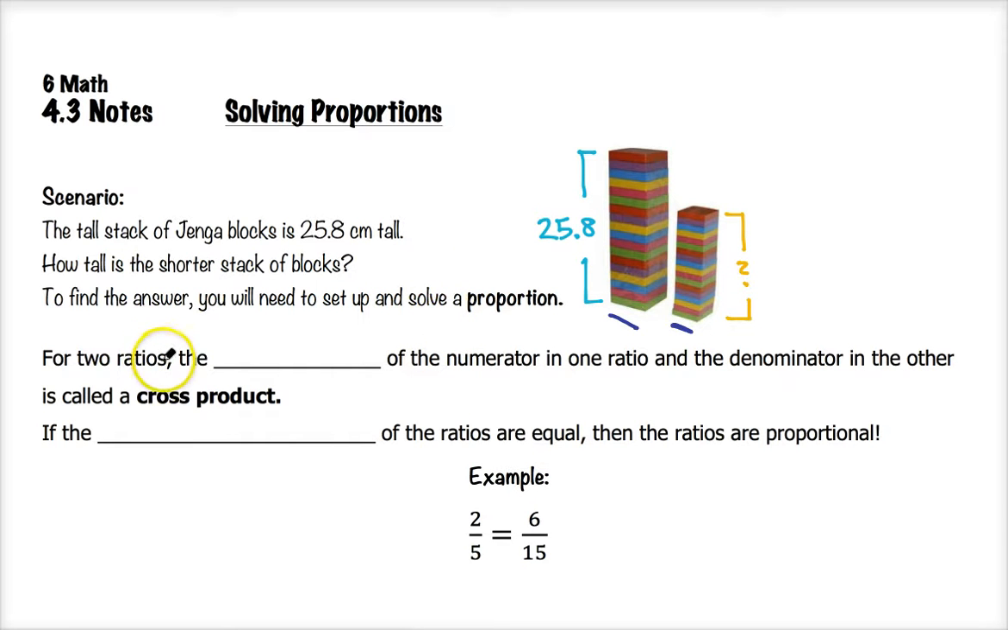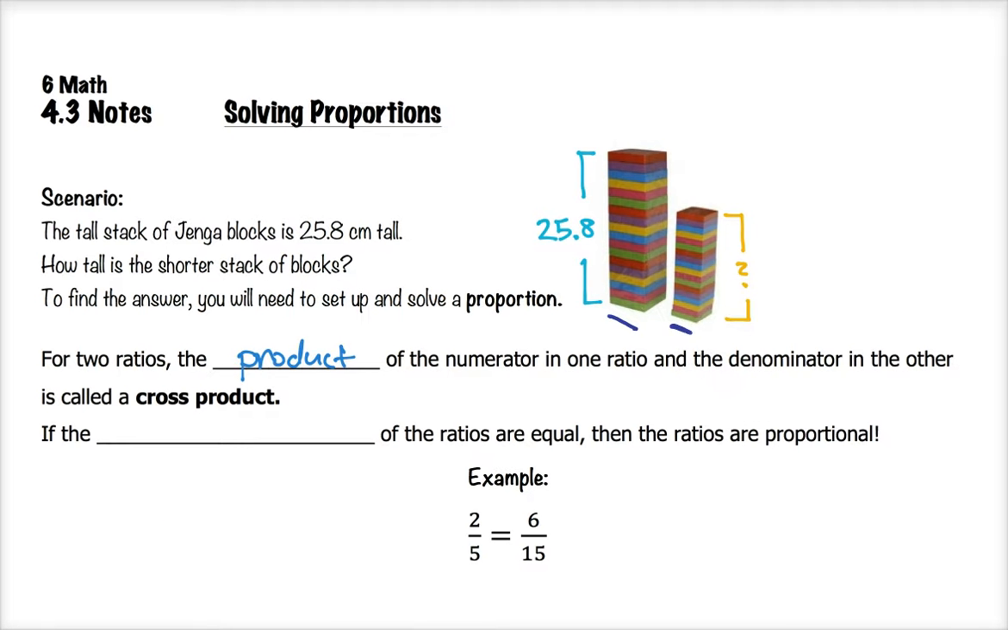So a proportion, remember, is just an equation that states that two ratios are equivalent. And for those two ratios, the product of the numerator in one ratio and the denominator in the other ratio is called a cross product. The way you can tell whether or not two ratios are equivalent or proportional is if the cross products of those ratios are equal. It's a quick way to tell whether or not you have proportional ratios.